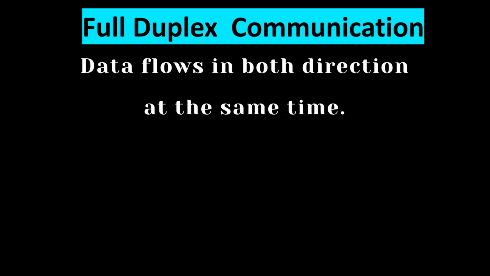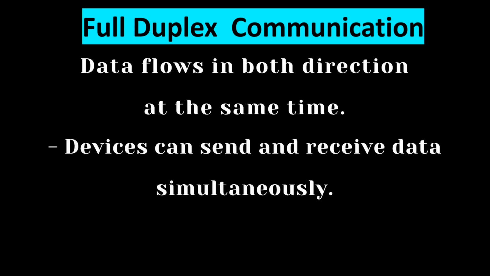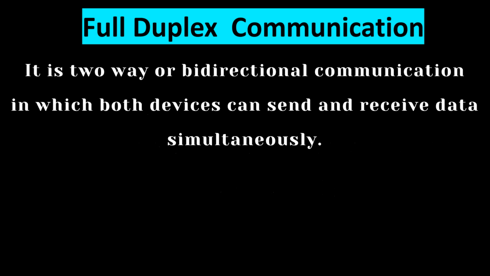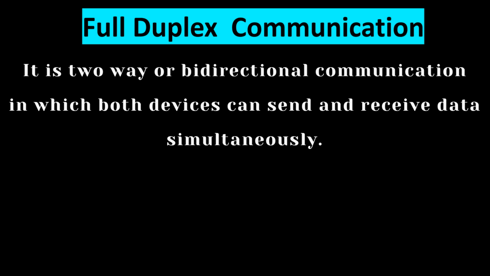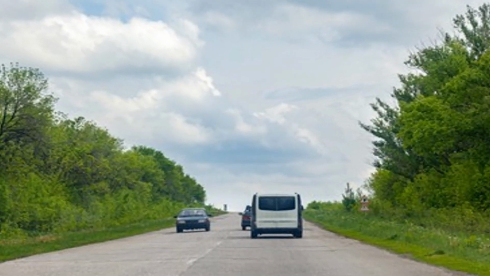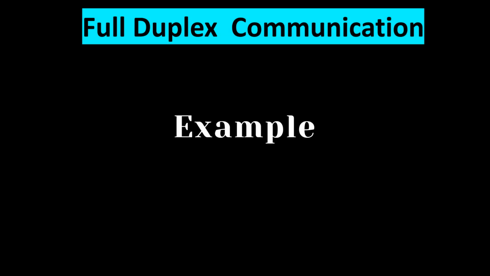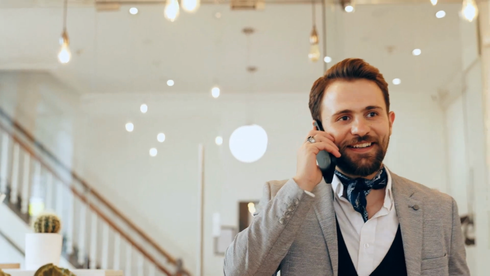Full-duplex communication: data flows in both directions at the same time. Devices can send and receive data simultaneously. It is two-way or bidirectional communication in which both devices can send and receive data simultaneously. It is like a two-way road where vehicles can go in both directions at the same time. Example: telephone networks operate in full-duplex mode. When two persons talk on a telephone line, both can listen and speak simultaneously.